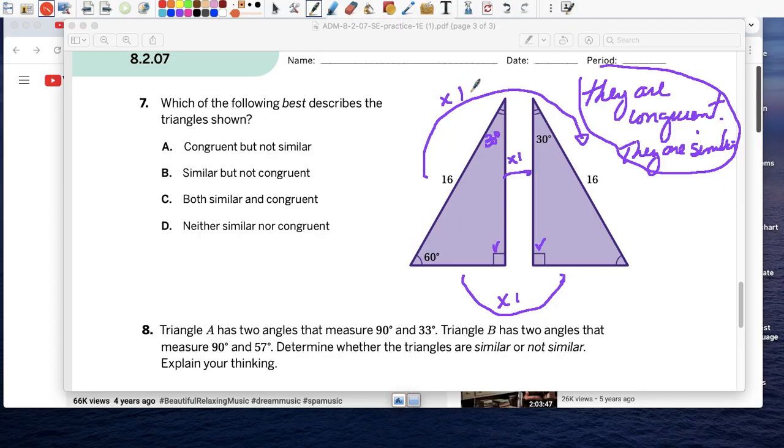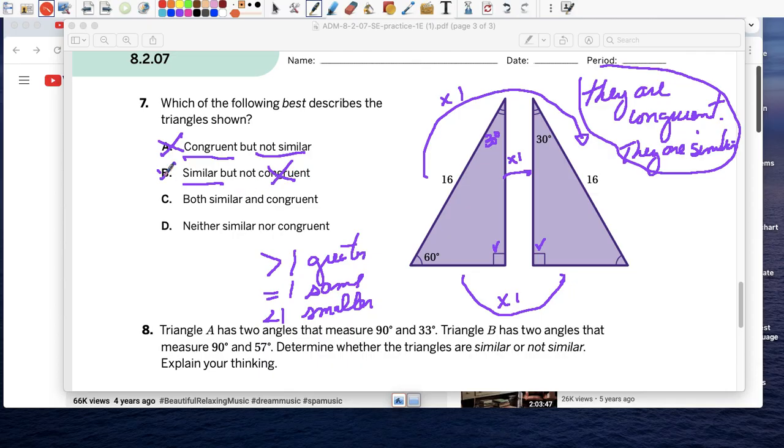So what was the scale factor? 1. Remember, you can dilate it. If it's greater than 1, it's going to be greater, right? You can dilate with a scale factor equal to 1, which means it's going to be the same. And if it was less than 1, the shape would have been smaller. So congruent but not similar? No, they're congruent and similar. Similar but not congruent? Well, it is similar and it is also congruent. So that's not B. It's both similar and congruent, and there's your winner.